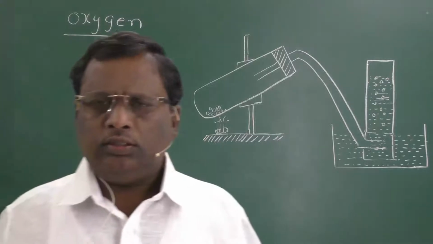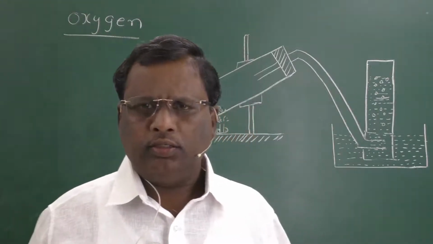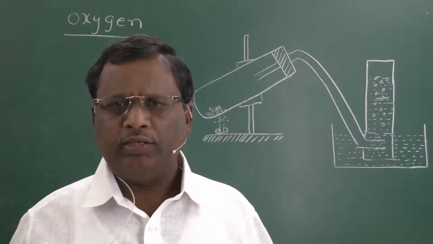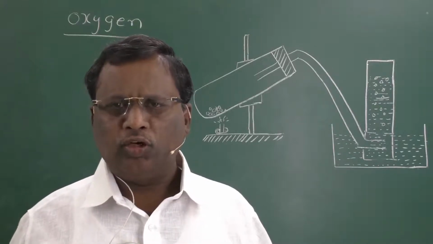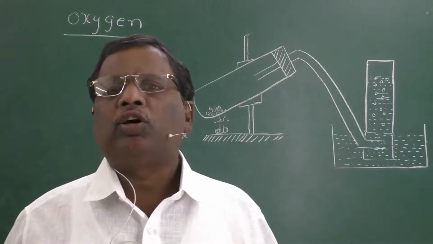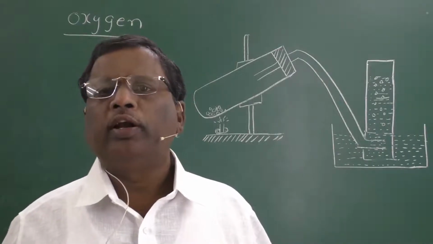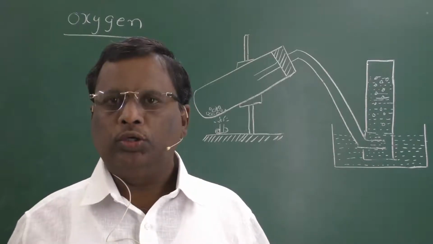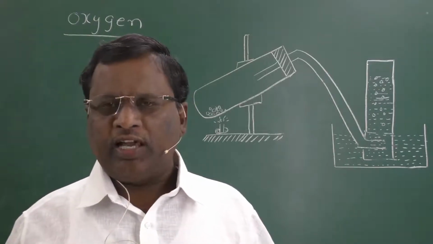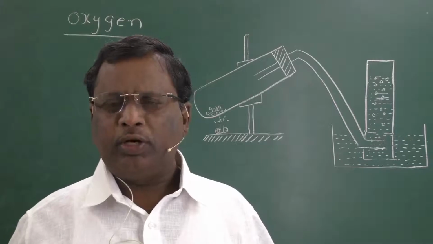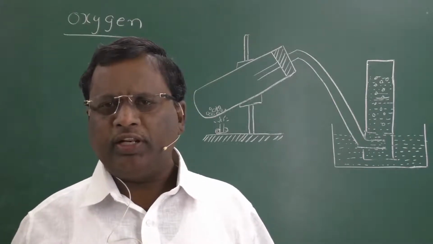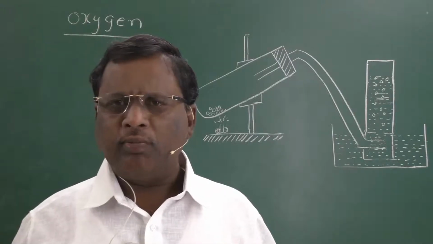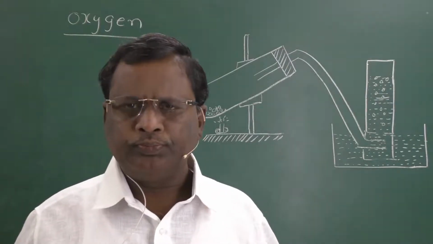We know that oxygen exists in two allotropic forms. One is diatomic oxygen and another one is triatomic oxygen. The triatomic oxygen is known as ozone. We have already learned the preparation and properties of ozone. In this class we are going to discuss the preparation and properties of dioxygen, or simply we call it normal oxygen, O2.